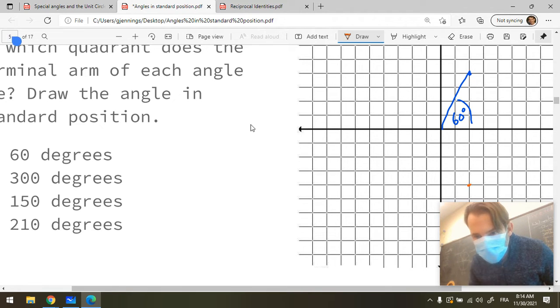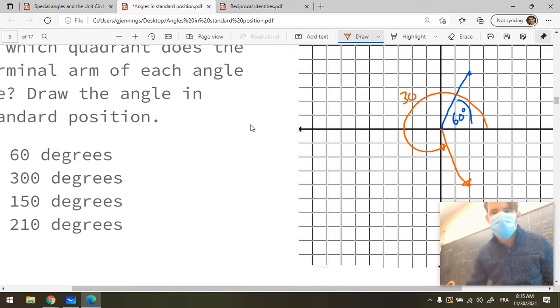It's going to go to this point, and it's going to go all the way to there. That's a 300-degree angle. It looks like this. It's 300 degrees.